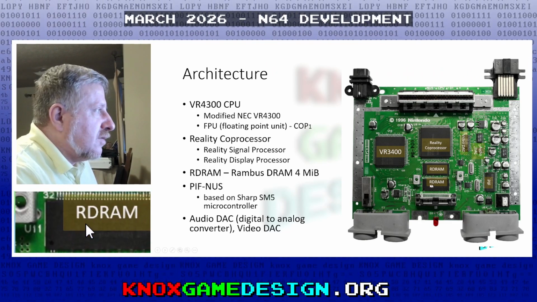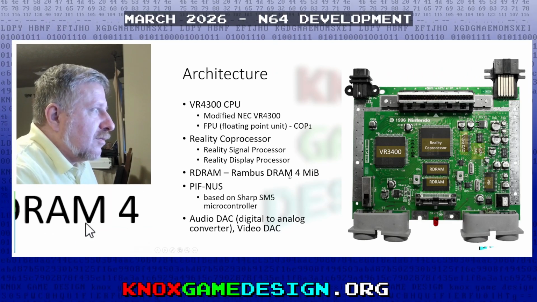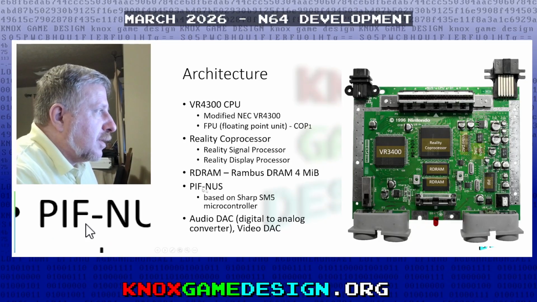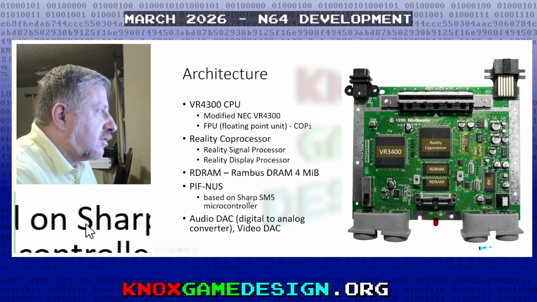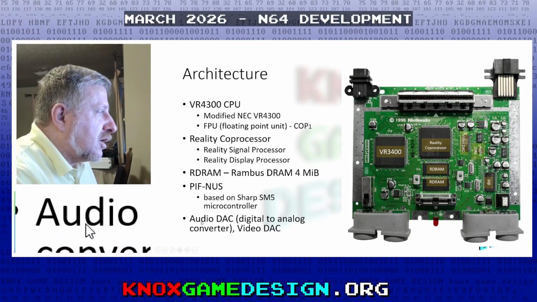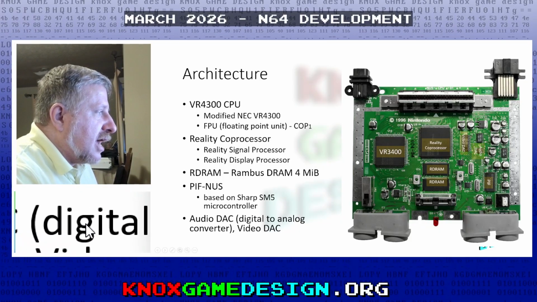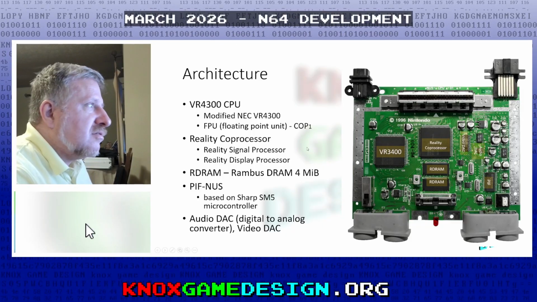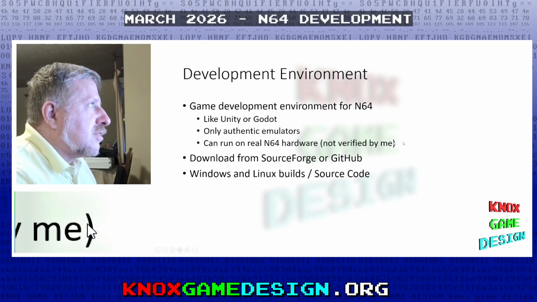And here's the two DRAM. It had Rambus DRAM, 4 megabytes. It had a chip called the PIF-NUS based on Sharp's SM5 microcontroller, and it also had an audio and video DAC, and DAC is digital to analog converter, and you can see those here on the side. So that's just a little bit of the background about the architecture.